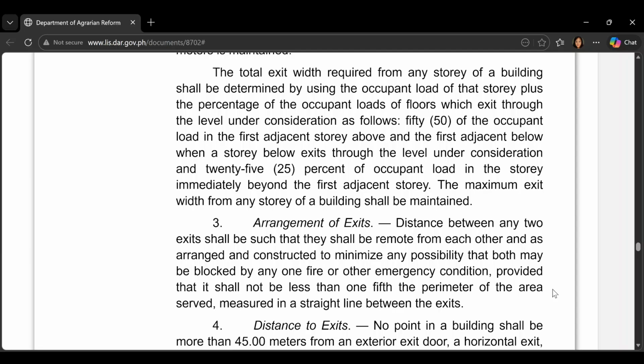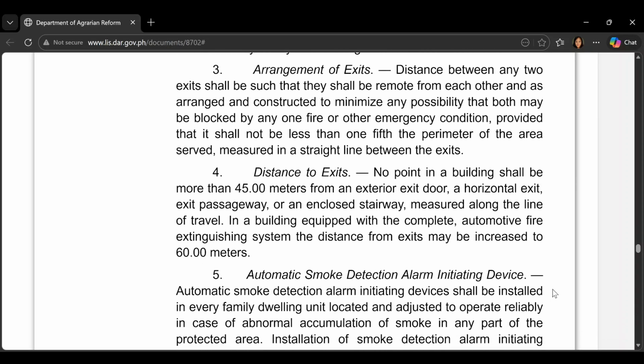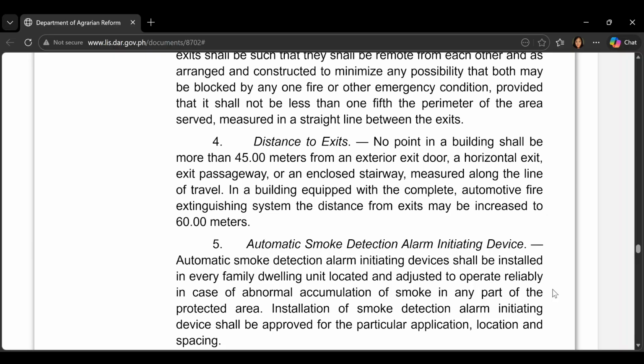4. Distance to exit. No point in a building shall be more than 45 meters from an exterior exit door, a horizontal exit, exit passageway, or an enclosed stairway measured along the line of travel. In a building equipped with a complete automatic fire extinguishing system, the distance to exit may be increased to 60 meters.